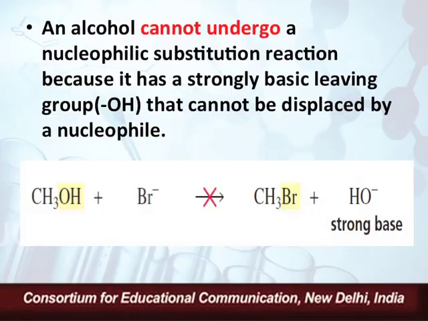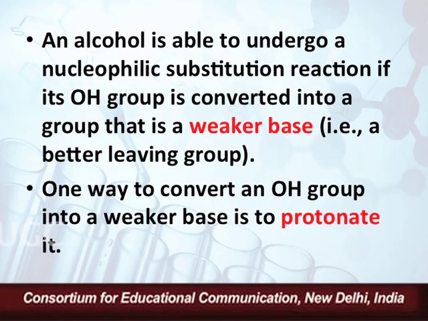So now I have shown on your screens another reaction in which methanol is reacting with a bromide ion, with the result that no reaction takes place, since bromide anion is a weaker base as compared to hydroxyl group. It cannot replace it. So in order to bring about nucleophilic substitution reactions in alcohols, we will have to convert this OH group into a good leaving group. That is, we will have to convert a strong base into a weak base.